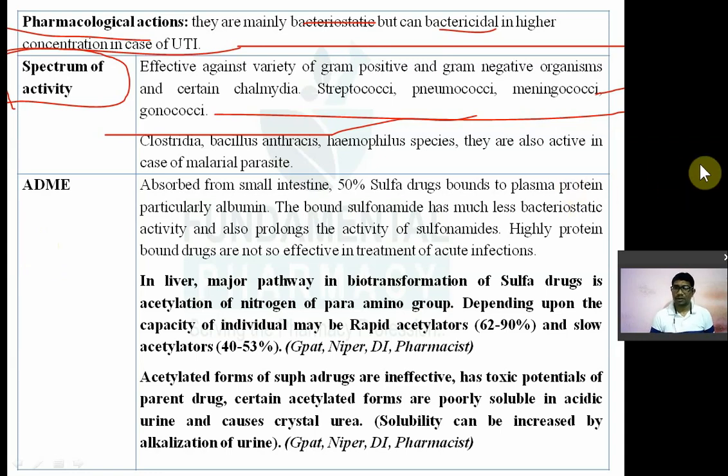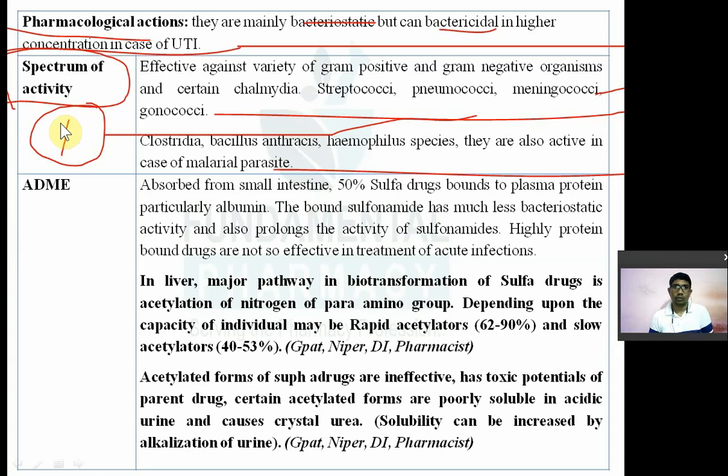Sulfur drugs are also somewhat effective in case of malarial parasite. This is the spectrum of activity. So you can see a lot of organisms were sensitive, so you can call them a broad spectrum antibacterial drug. Okay? Narrow spectrum मतलब क्या? Narrow spectrum drugs are those which have activity against a certain kind of pathogen. For example, penicillins are known as narrow spectrum because they will only kill gram-positive bacteria.